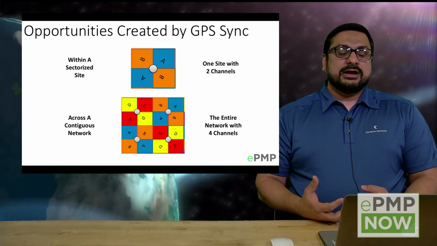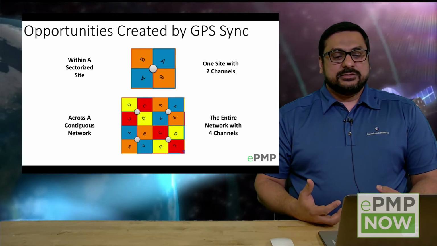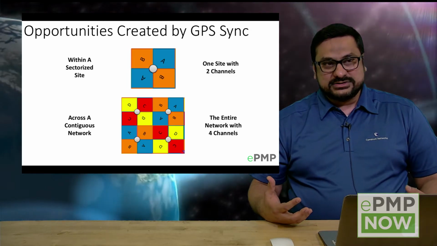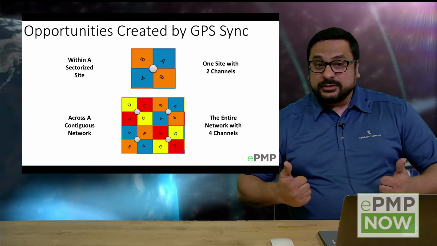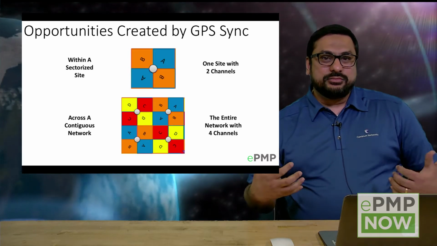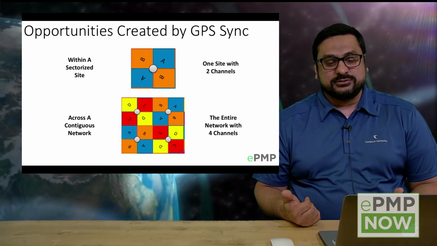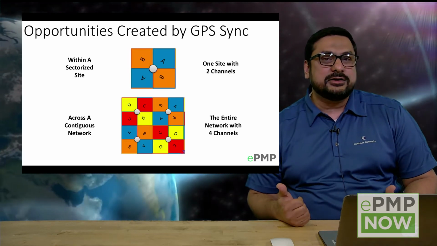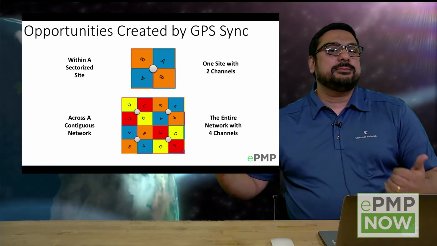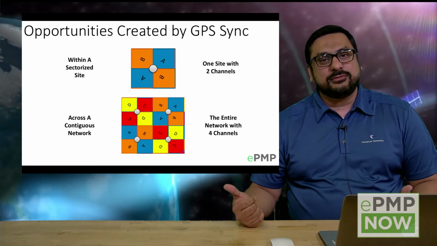Another added benefit of doing synchronization is that when you're not synchronizing, you need some kind of guard band between the channels. A rule of thumb is that if you're not synchronized, the guard band or the channel separation needs to be twice the channel bandwidth used by the access point. So if the access point is using a 20 megahertz channel, the adjacent access point has to be at least 40 megahertz away from this access point, or the guard band has to be 40 megahertz.